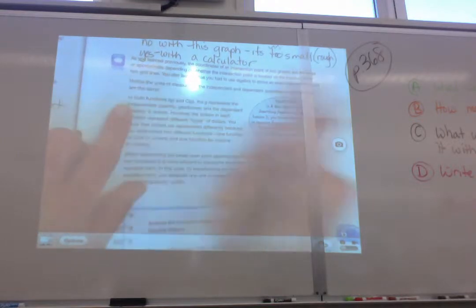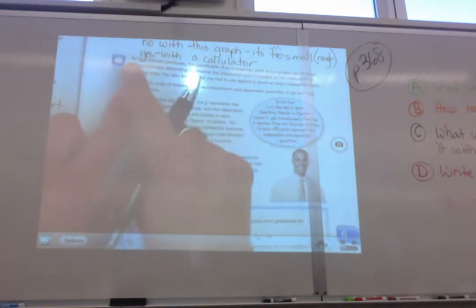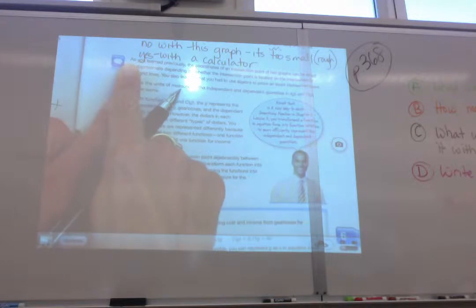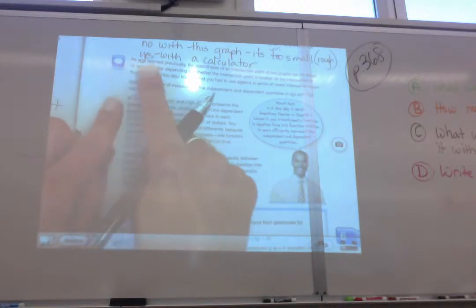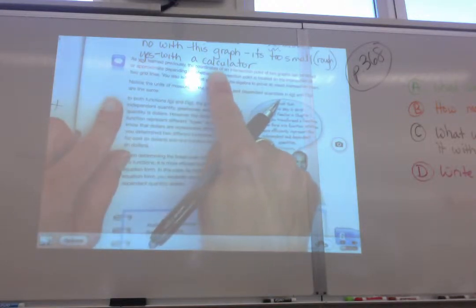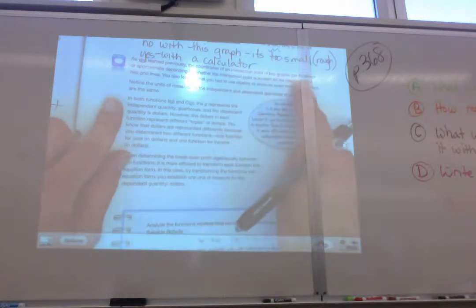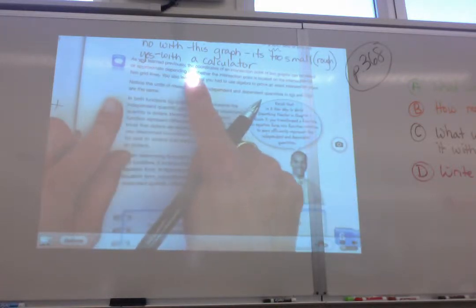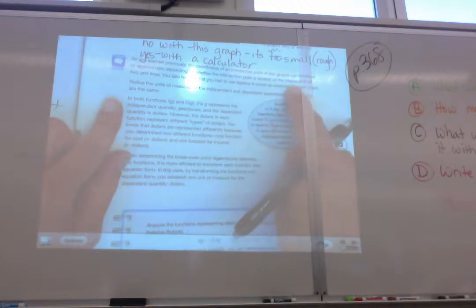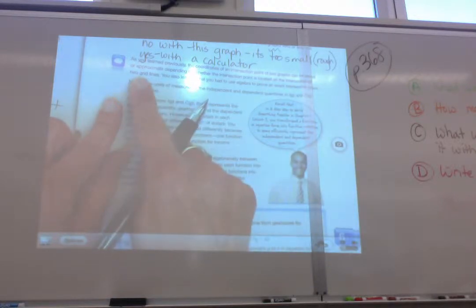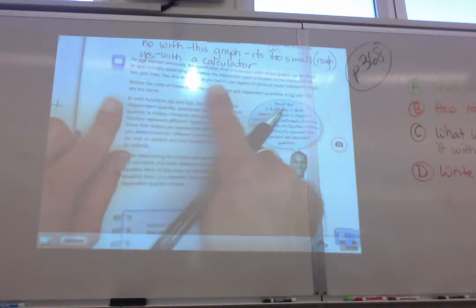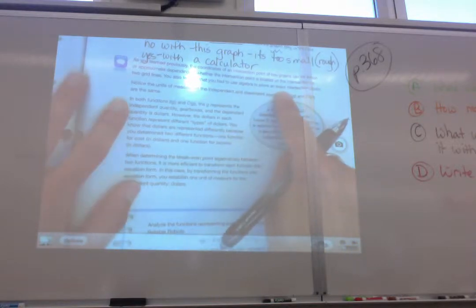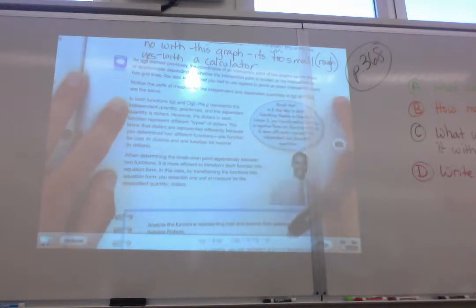Hey, everybody, put your finger on page 369. As you learned previously, the coordinates of an intersection point of two graphs can be exact or approximate, depending on whether the intersection point is located on the intersection of two grid lines. You also learned that you had to use algebra to prove an exact intersection point.